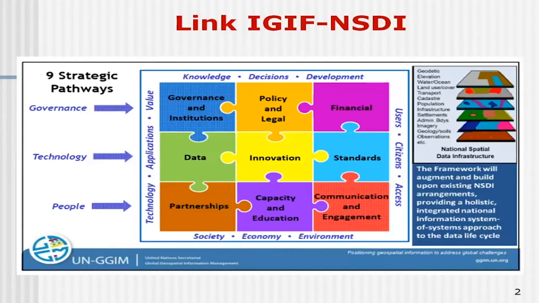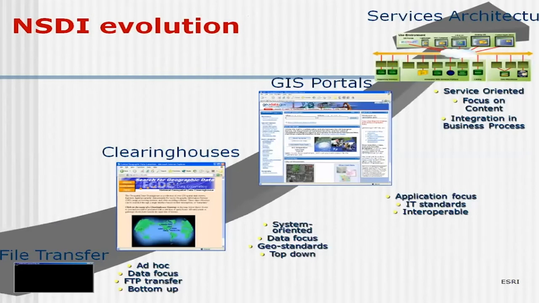We will cover the link between the 9 strategic pathways and the national spatial data infrastructure and the data themes linked to it: geodetic, elevation, cadastral, population, infrastructure, etc. And also we take into consideration the SDI evolution.